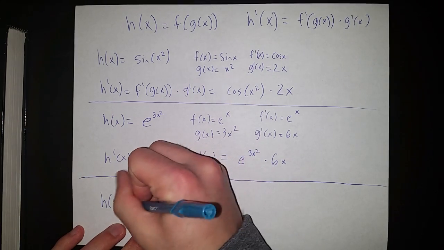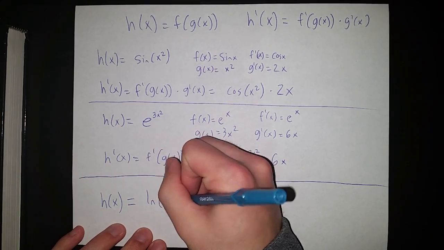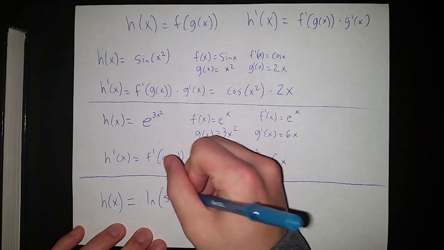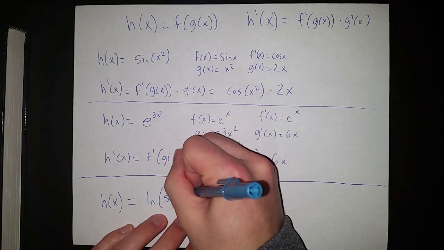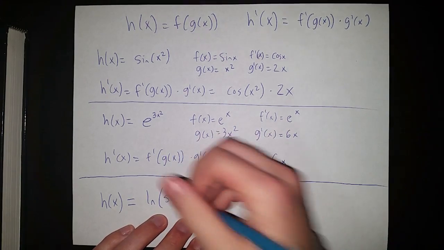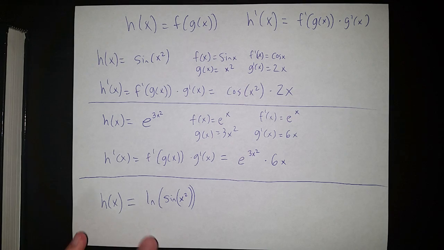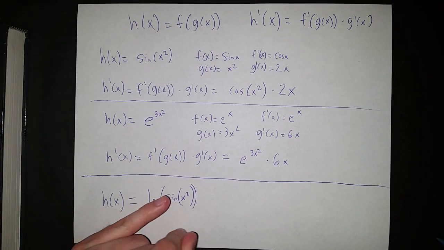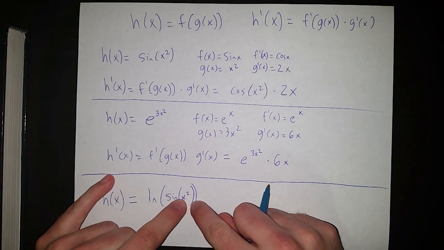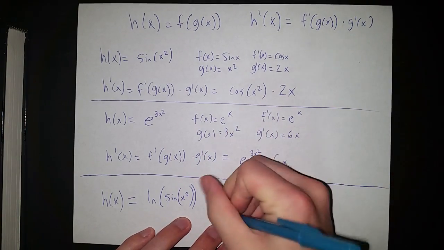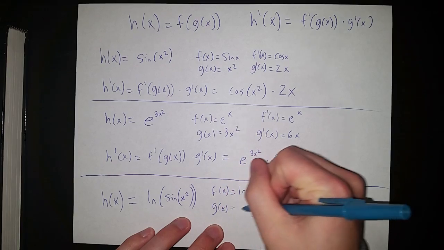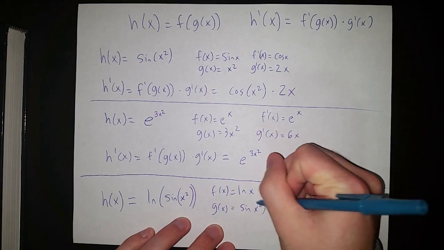h of x equals ln of sine of x squared. Okay, so this is a double chain rule. We have a function composed with a function composed with a function. Okay, so f of x equals ln x. g of x equals sine of x squared.